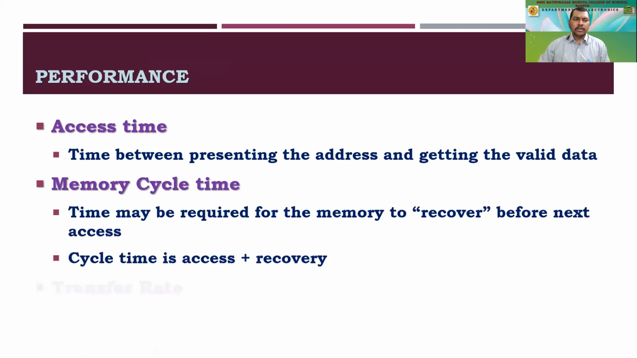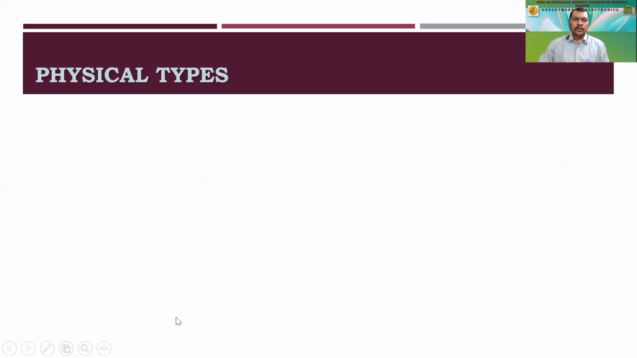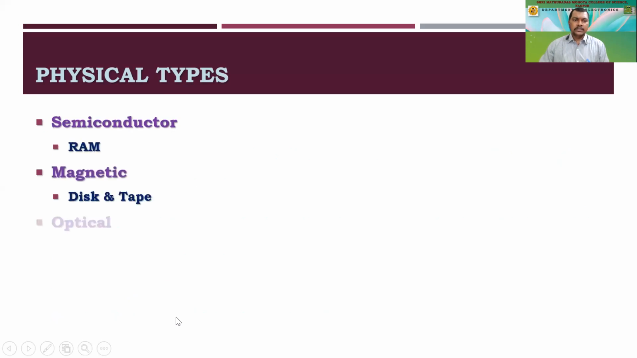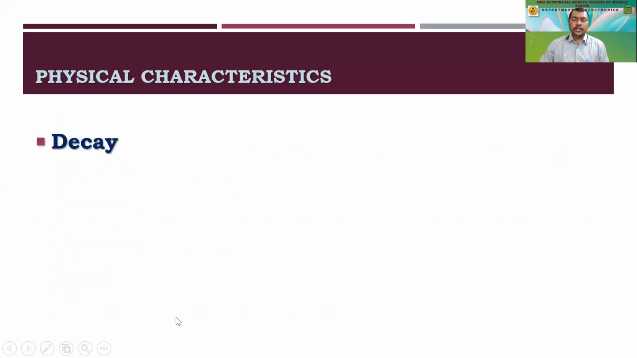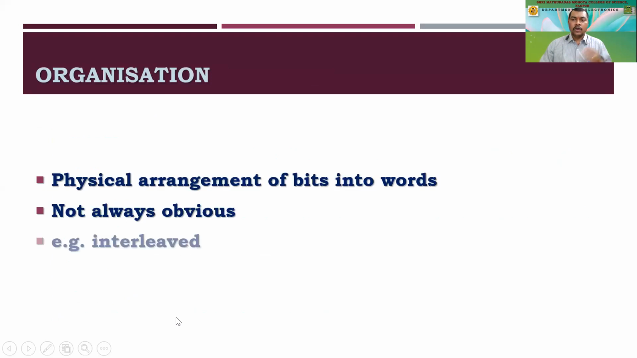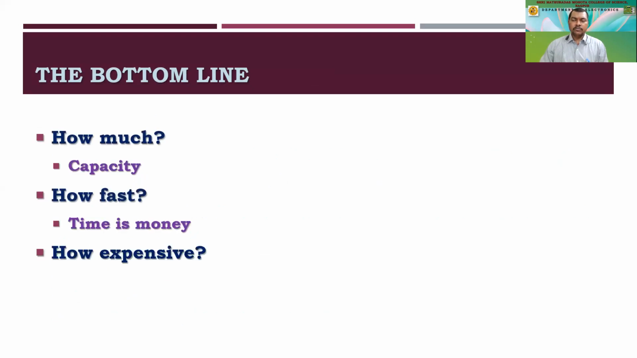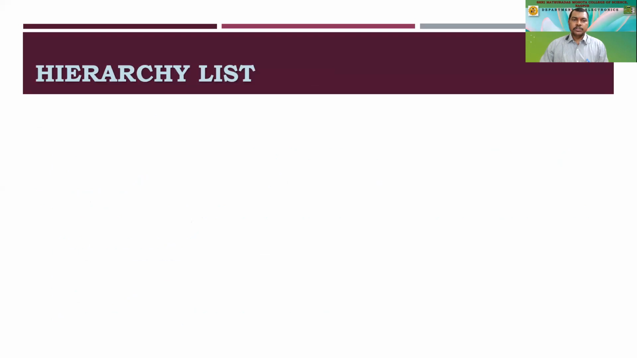These are the performances that we require: access time, memory cycle time, then transfer rate. Then we have the physical types: semiconductor RAM, magnetic disk type. These are examples of that. Others are bubble and organ. Physical characteristics: decay, volatility, erasable, power consumption. Organization is how the bits are arranged. The bottom line is how much capacity we have, how fast they are, because time is money, and how expensive they are.